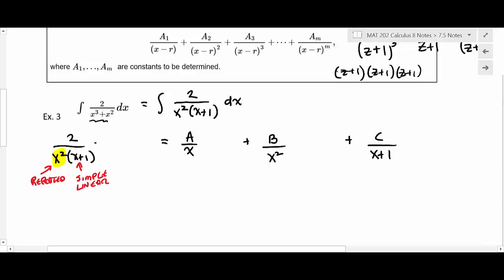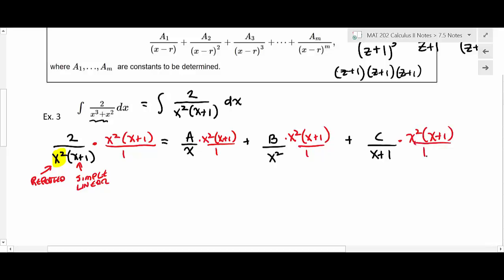Now what we're going to do is get rid of our fractions, so we're going to multiply everything by x squared times x plus 1 to get rid of the fraction. What all that's going to do is cancel it out, and that's going to leave us with the ability to set up a system of equations which would allow us to figure out what A, B, and C are.